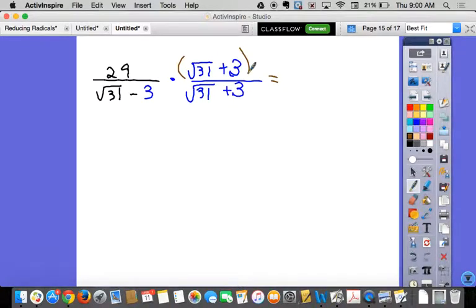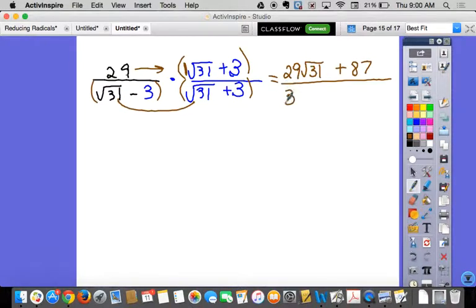We're going to distribute. And if it helps to wrap these up, that's fine. But this is just 29 times everything up there. But remember the rule. Outside numbers go together and inside numbers go together. This 29 is an outside number. The square root of 31, he's an inside number. So they don't technically go together. Think about it. There's a 1 right here. It's 29 times 1. So that's 29 square root of 31. Then the 29 is actually multiplied times the 3. So 29 times 3 is 87. So plus 87. All right, in the bottom, that's going to give me 31.